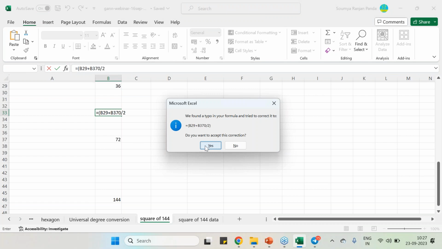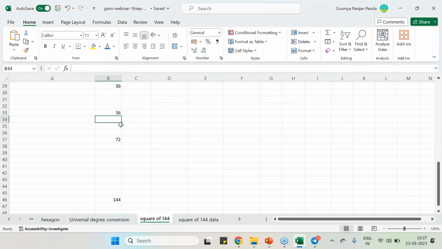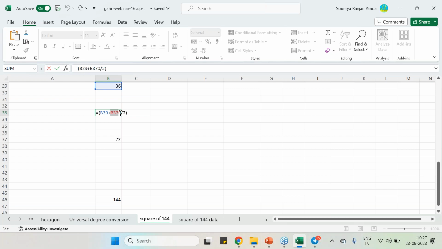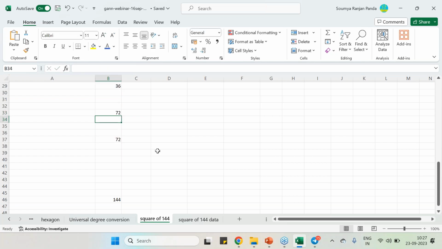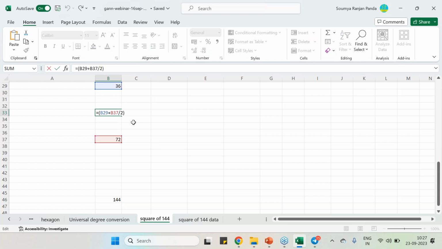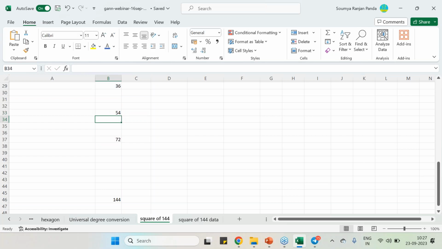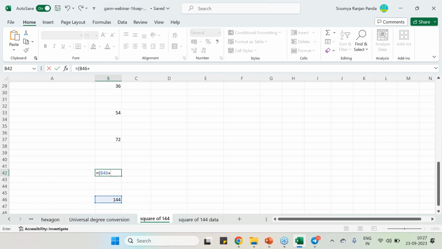36 plus this 72 divided by 2. What is it coming? Why is it coming like this? The bracket is missing. This misplacement of the bracket is creating all this. 54. Again, here too we have to do it like this. Now we are going to derive the numbers one by one. This process will continue. Only one part will be a little difficult, 108.